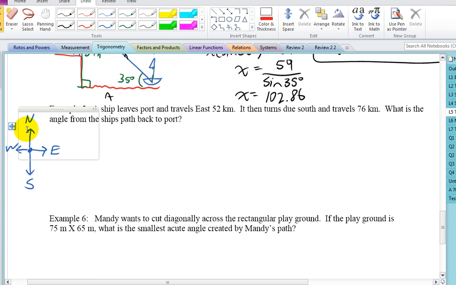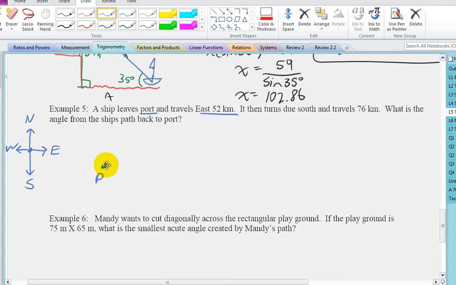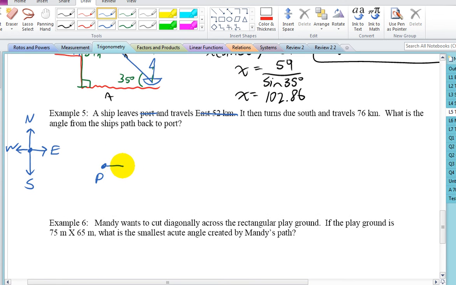Okay, you have to know that because they're not going to draw the diagram for you. You see there's no diagram? So it says ship leaves port, travels east 52. So start with a dot. That will be the port. Label it P. Travels east 52 kilometers. So that should be a line this direction.